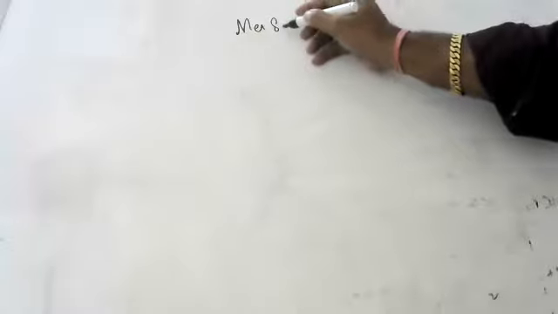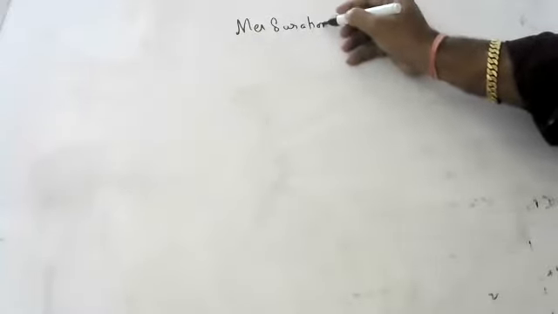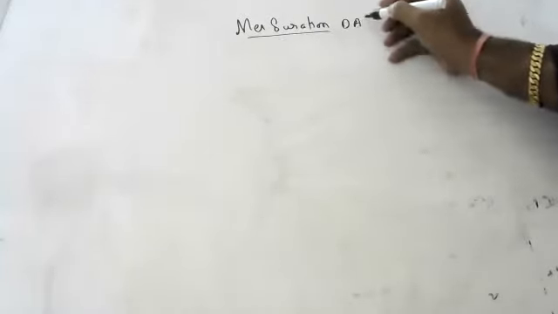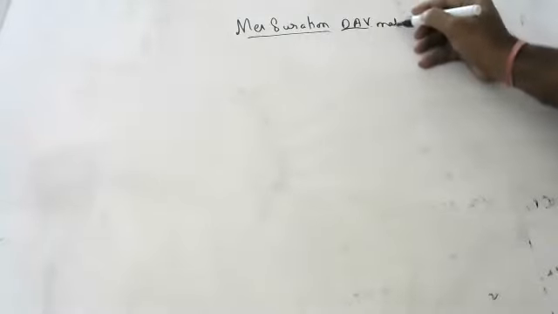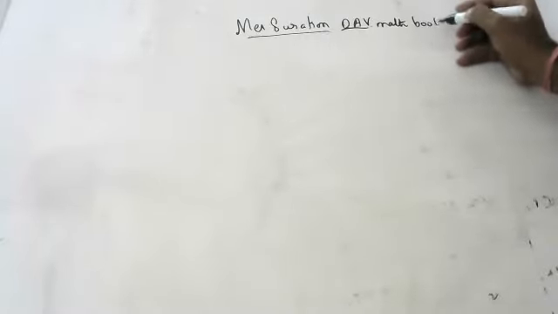Okay, children. So we'll discuss mensuration. Okay, DAV math book. Okay. So children, I'm going to the third question directly. They are saying like this, children.